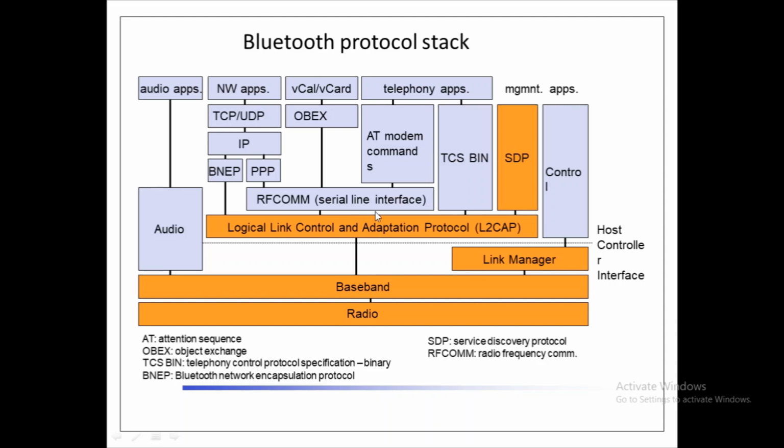The next one is the telephony control protocol specification binary, TCS BIN. So that TCS BIN describes a bit-oriented protocol that defines call control signaling for the establishment of voice and data calls between the Bluetooth devices. Now it also describes the mobility and group management functions.